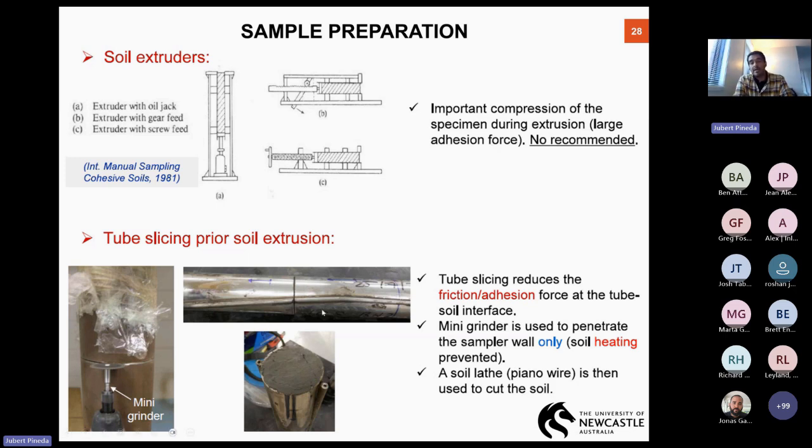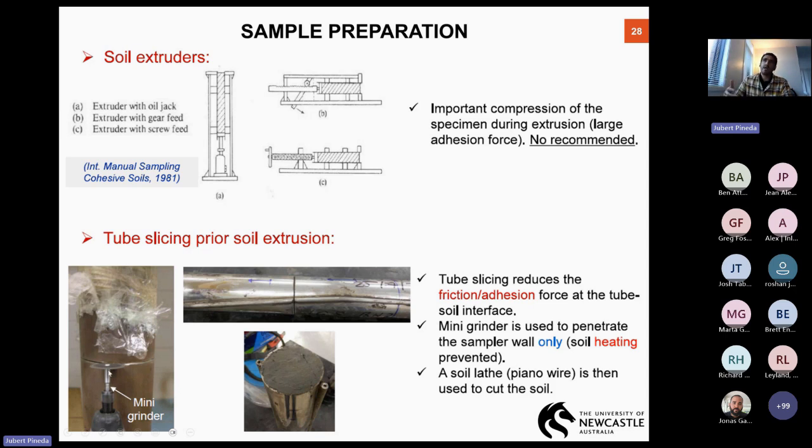We normally slice our tubes. We don't recycle our tubes. This is something that sometimes is a little bit shocking for practitioners, but it is the best way to prevent additional sample disturbance. As you can see in these photos at the bottom of the slide, we slice the tubes. We use a mini grinder to just cut the tube.